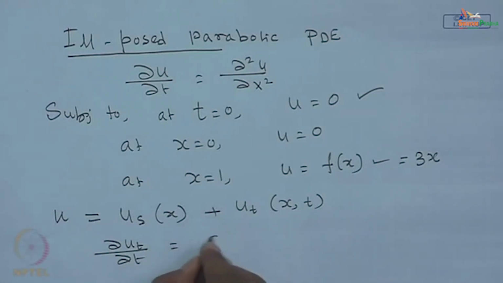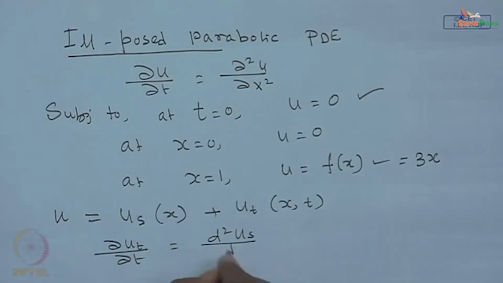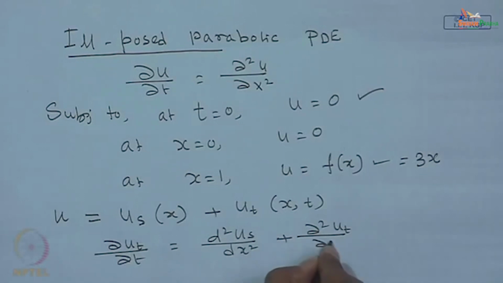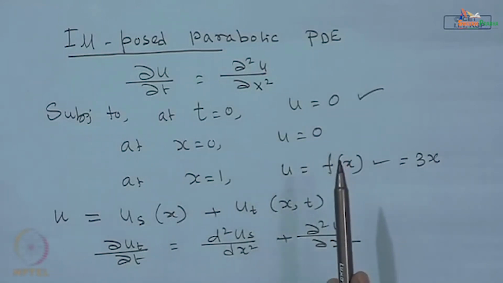So, this becomes d square u s d x square plus del square u t del x square. If you put u is equal to u s plus u t, the u s is space varying part only. So, therefore, the partial derivative becomes a total derivative. On the other hand, in case of u t, it remains a partial derivative. Then what we do? We collect the similar terms and get the governing equation of u s and u t. This is possible because the operator is a linear operator.